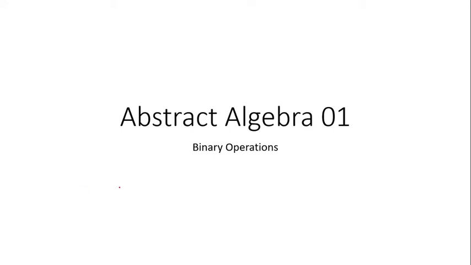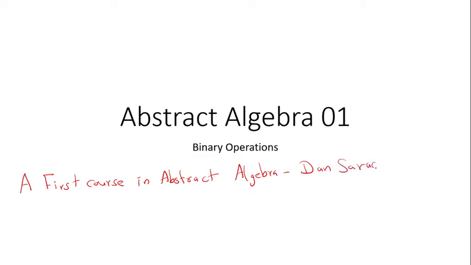First I will mention the reference book that I am going to use. I am using the book A First Course in Abstract Algebra by Dan Saracino. This is a nice book if you are a beginner, and it explains all the concepts in a very nice manner. So I recommend all of you to use this book to follow this course.